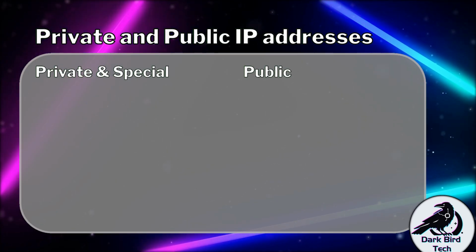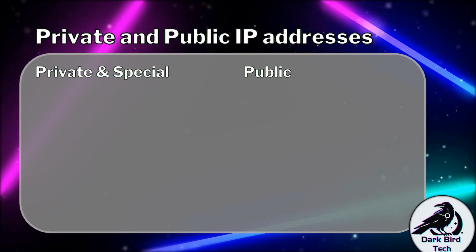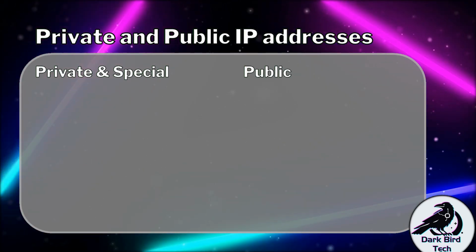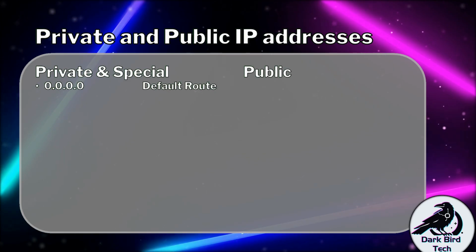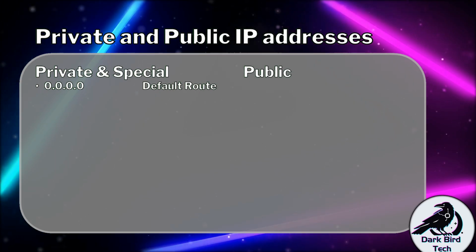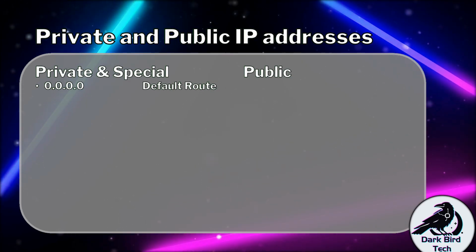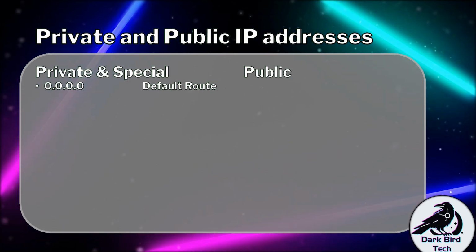Now, I always find it easier to remember the private and special addresses, and then the rest are going to be basically public. So the first one that's worth remembering is the 0.0.0.0 network. This is used as a default route, and most routers will have a routing table entry with this particular address in. Because of that, this entire network cannot be used for anything else.